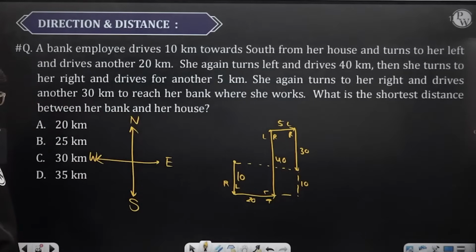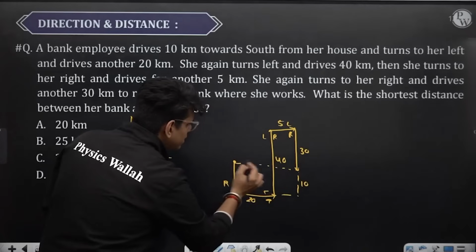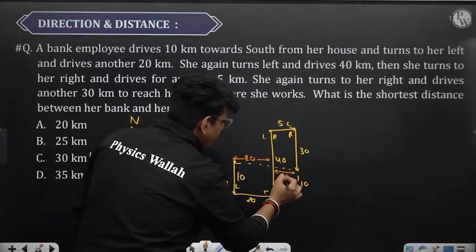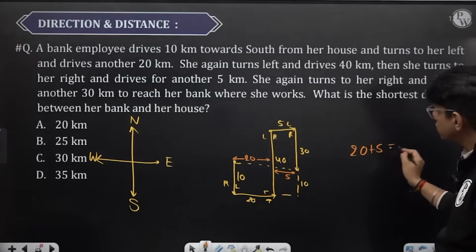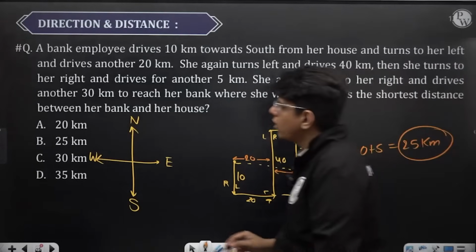So what is the shortest distance between her bank and her house? Shortest distance. This distance is 20 and this distance is 5. So distance between the house and the bank is 20 plus 5, which is 25 kilometers. So our answer will be option B, 25.